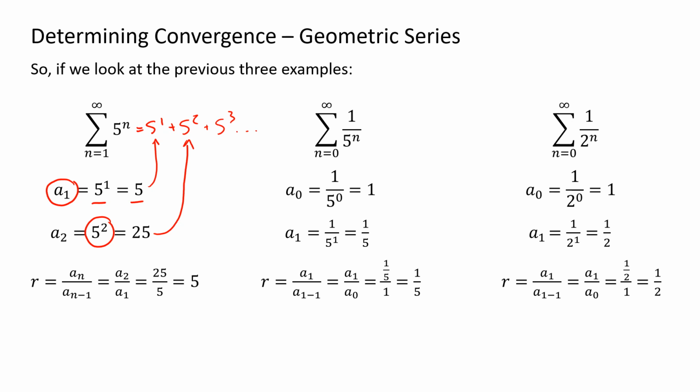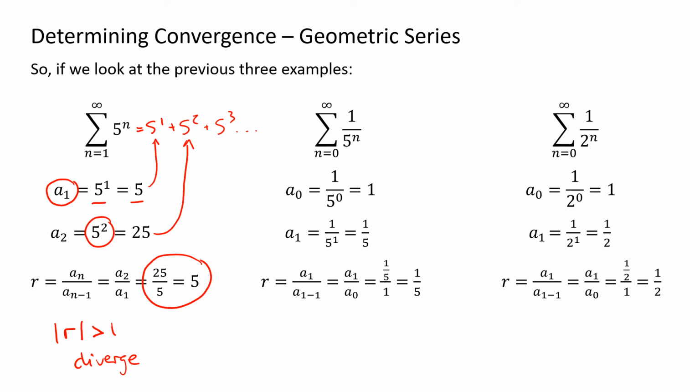So our ratio, okay, would be our second term divided by our first term, okay? So you always look at the latest term and divide it by the one directly behind it. In this case, we have 25 divided by 5, or 5. So our ratio is not less than 1. So what this means, since our value for r is greater than 1, okay, it will diverge. And we saw that it diverged, right? Because it just kept expanding.